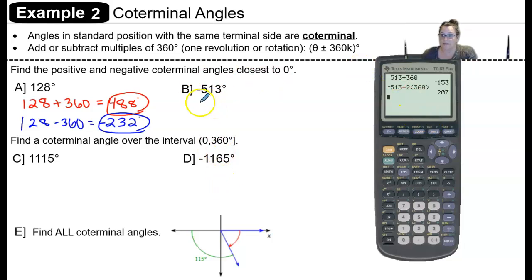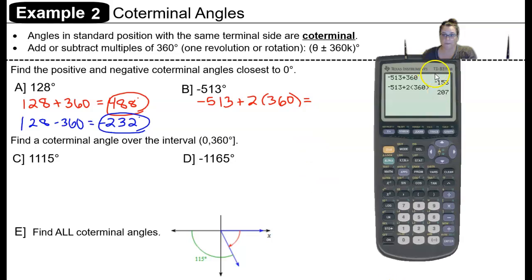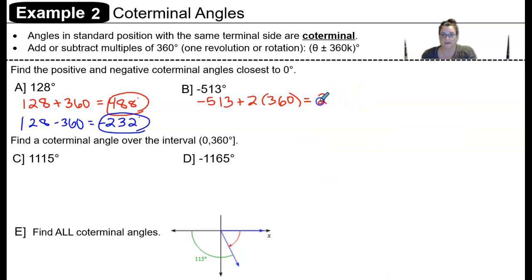So starting with my negative 513, this time to get a positive coterminal angle closest to 0, I needed to do 2 times 360. That's 2 revolutions around the circle. And again, that got us 207 degrees as our positive coterminal angle.